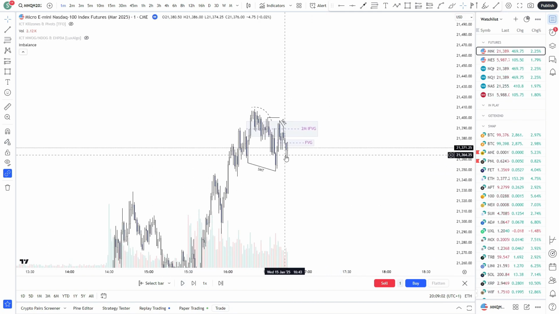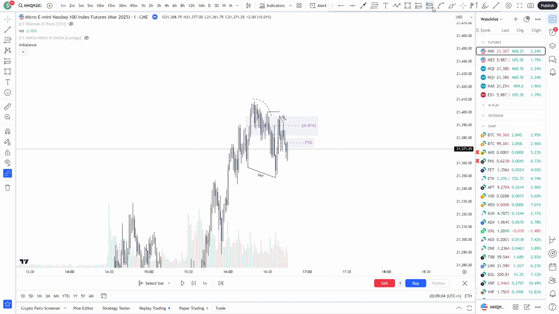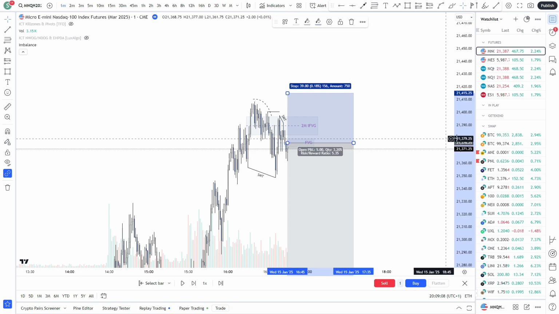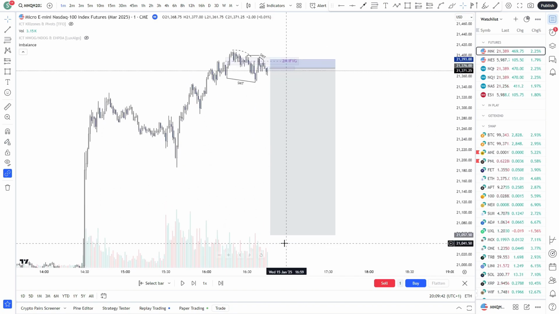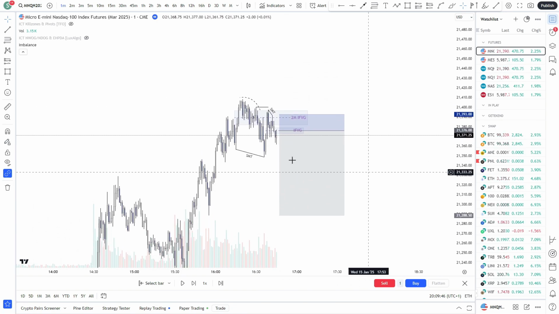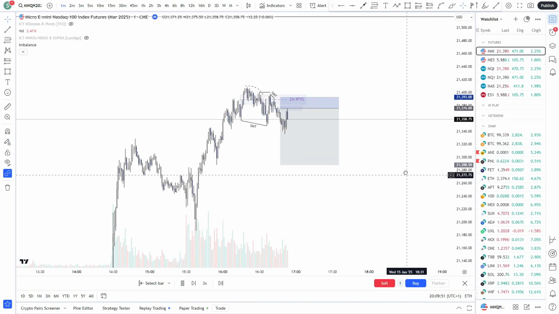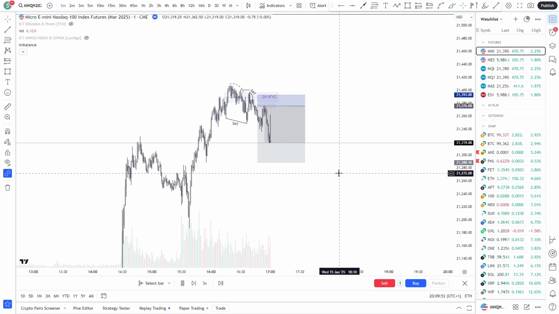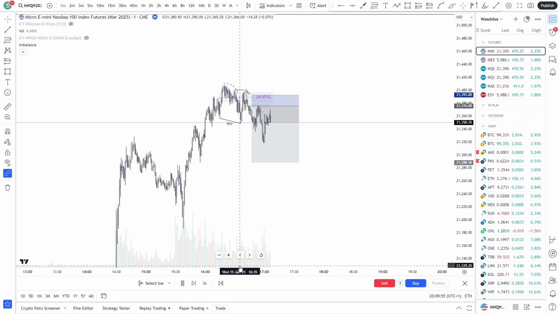As you can see, we successfully close under this 1-minute fair value gap. So we inverse it. I place my order and run this trade to the lows. As you saw in the video, we smashed all the TPs and took some nice profits.